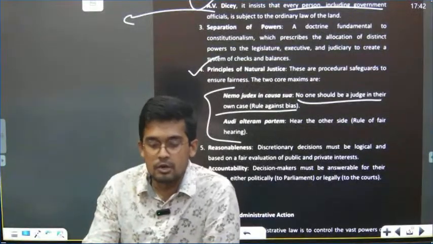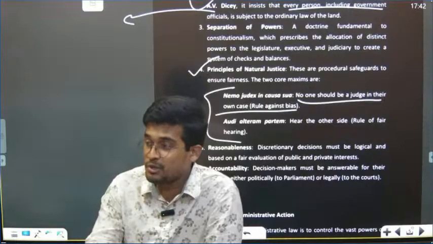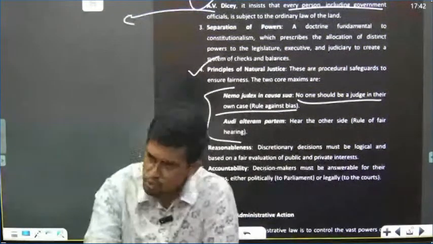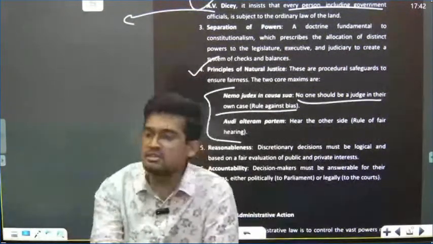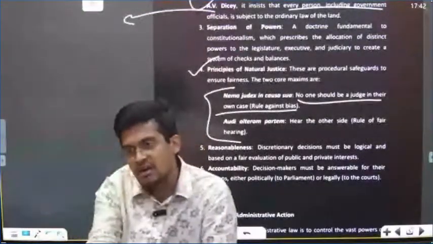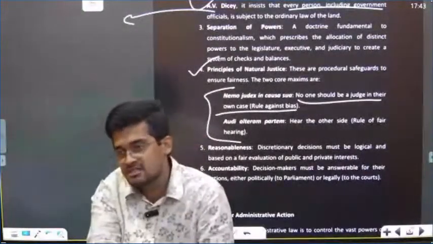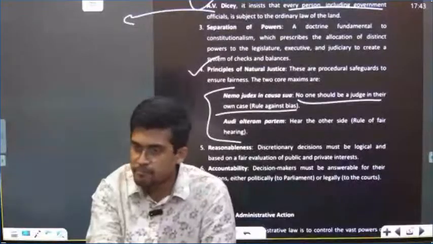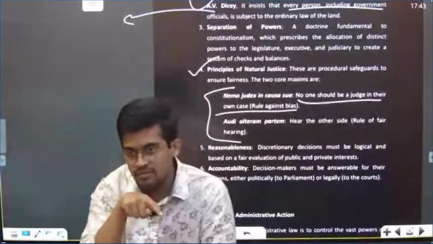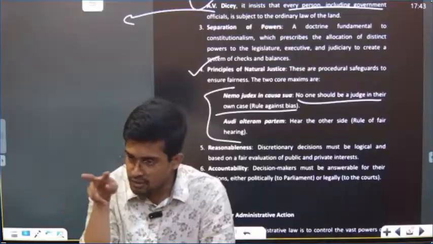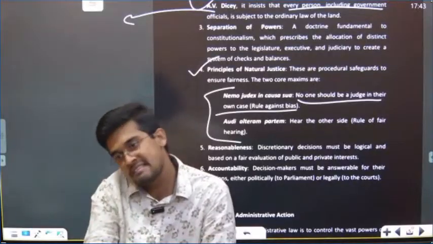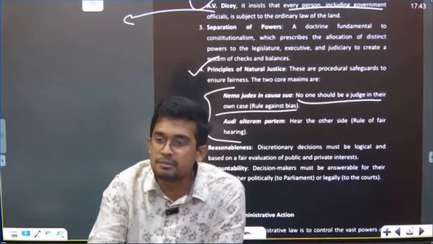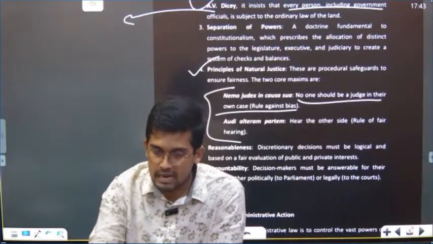Isn't this very weird? Similarly, do you think the judge should only hear one side and give the judgment? No, both sides need to be heard. That is natural justice, basically your natural understanding of things. Two major principles: a person cannot be judge of their own case. Second, you have to hear both sides before deciding. As simple as that. So those are the principles which administrative law should follow.